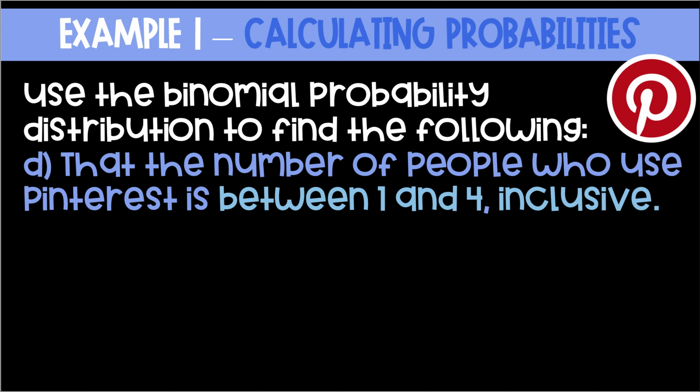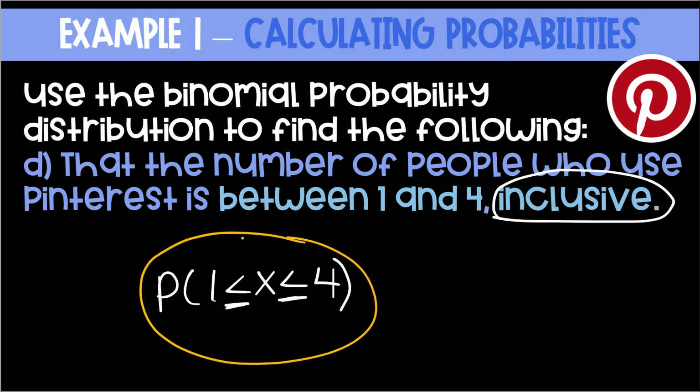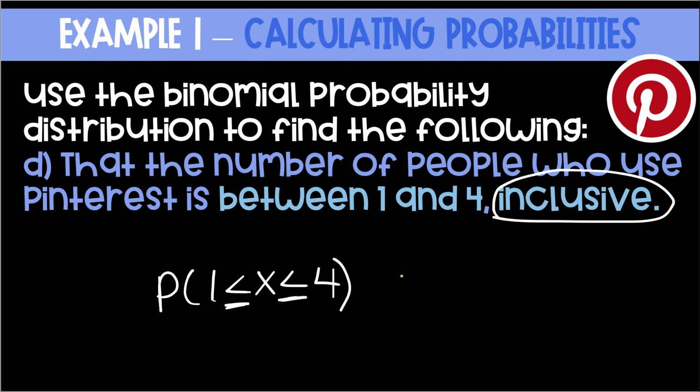Our next scenario. What's the probability that the number of people who use Pinterest is between 1 and 4 inclusive? The probability of X is in between 1 and 4 inclusive. That means including 1 and 4, which means I need to add that "or equal to" at the bottom of my inequalities. We're in luck. Our GeoGebra calculator allows us to put intervals like this.